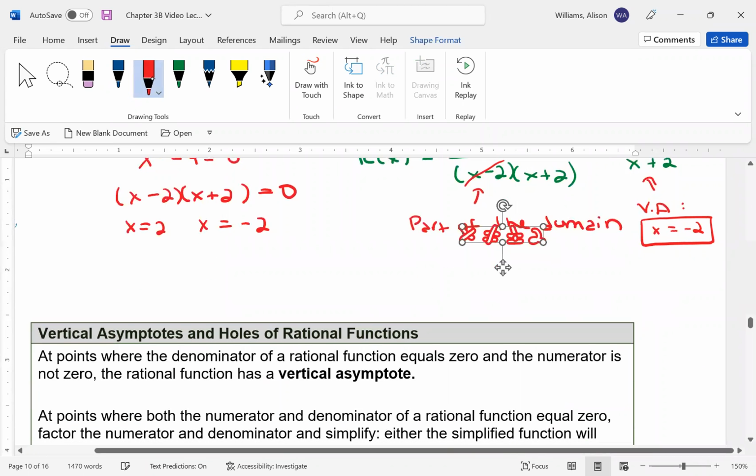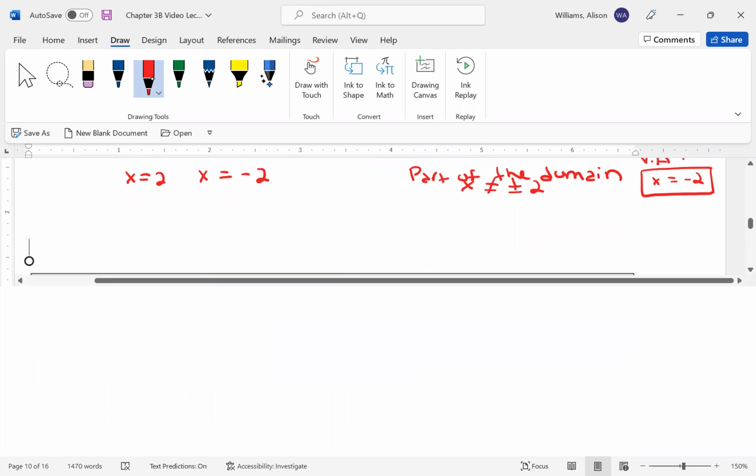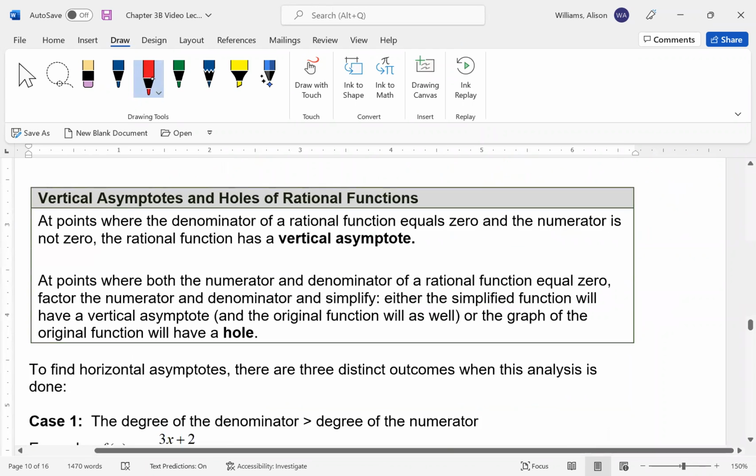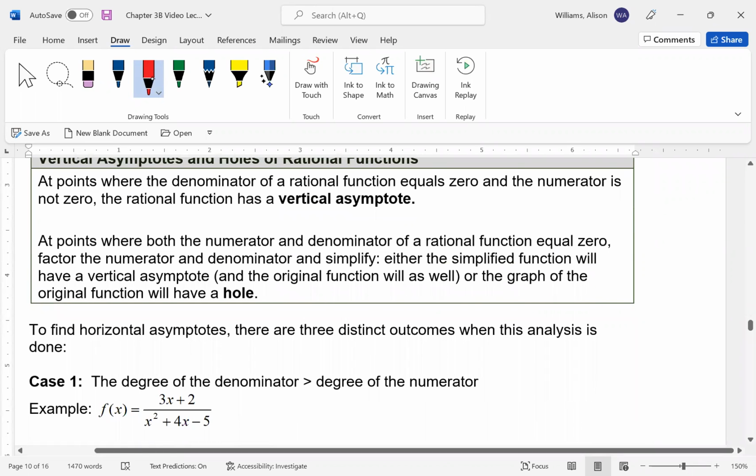And that's what that says right here, vertical asymptotes and holes. Sorry, it got mad at me because I selected it, and of course it's going to do the keyboard. All right, leave me alone. So at points where both the numerator and denominator of a rational function equal 0, factor the numerator and denominator and simplify. The simplified function will have a vertical asymptote, and there will be a hole at that point.